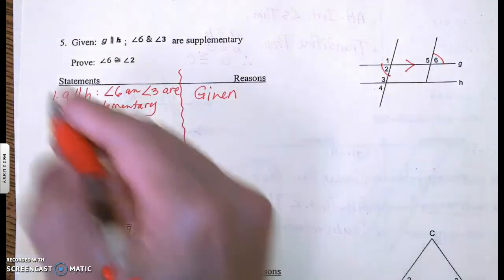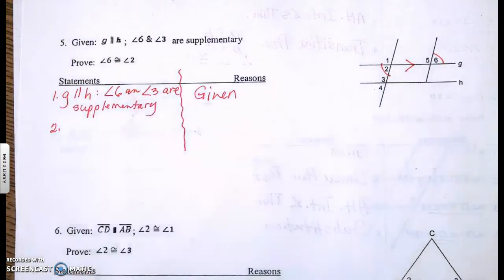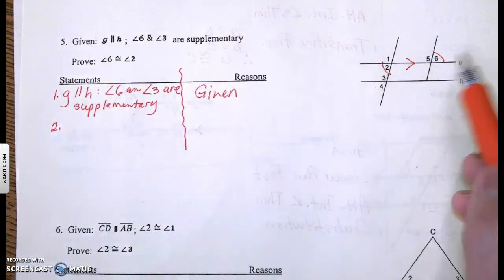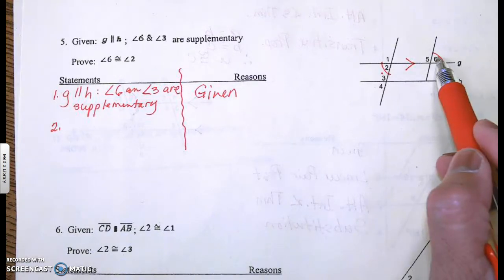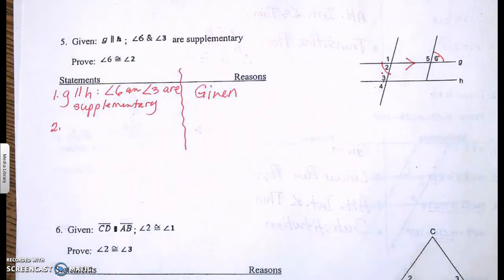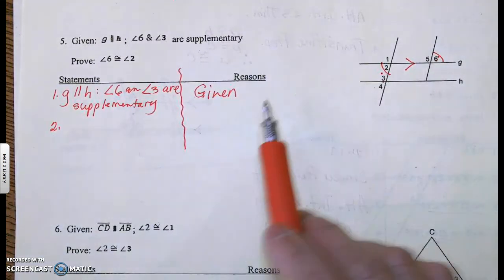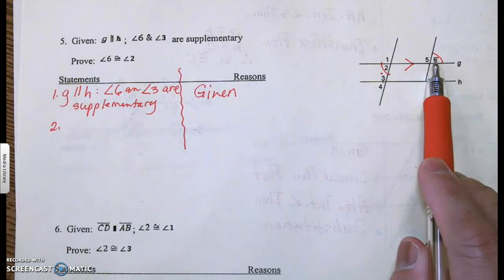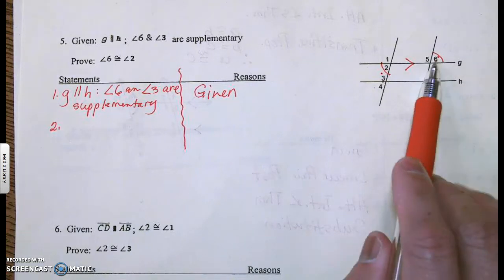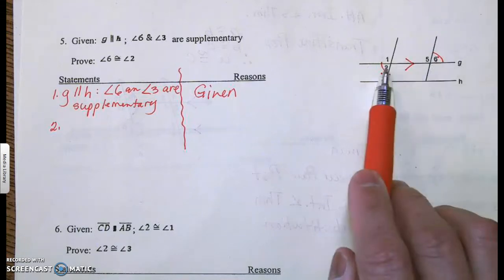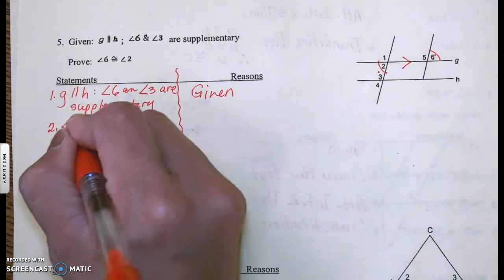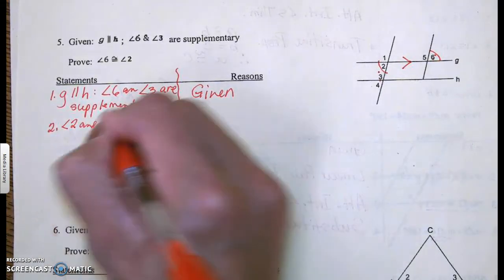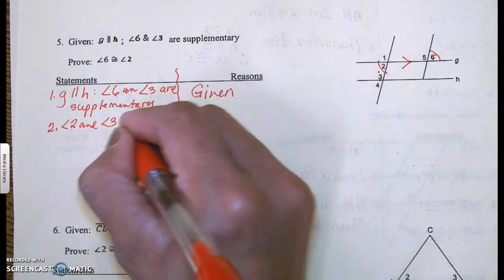I want you to take a while to think of what your statement number 2 should be to be able to prove that angle 6 is congruent to angle 2, given that angle 6 and angle 3 are supplementary. Okay, I want you to notice that your 6 and 3 are related by being supplementary, and then you are going to prove that 6 is congruent to angle 2. So I want to focus on these two angles right here, and I'm going to say that angle 2 and angle 3 are also supplementary.